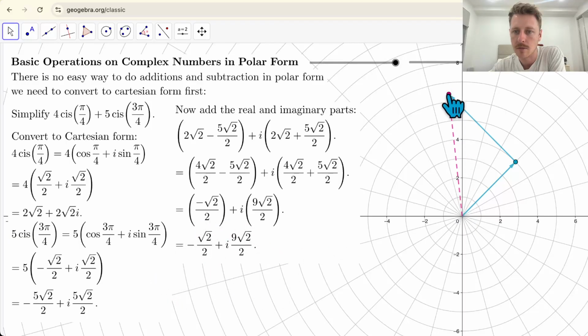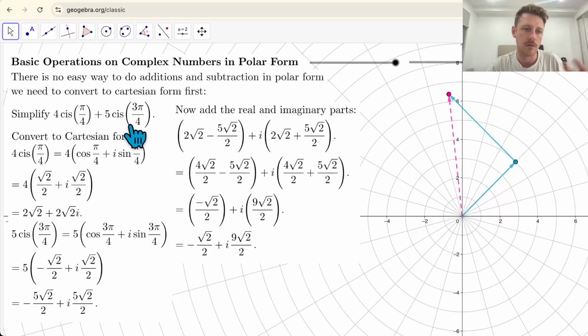We get this pink one. And let's see, negative root 2 on 2 plus i times 9 root 2 on 2. Seems reasonable. The real part is negative, the imaginary part is positive, so we would be in this quadrant. And I can assure you that that's right.